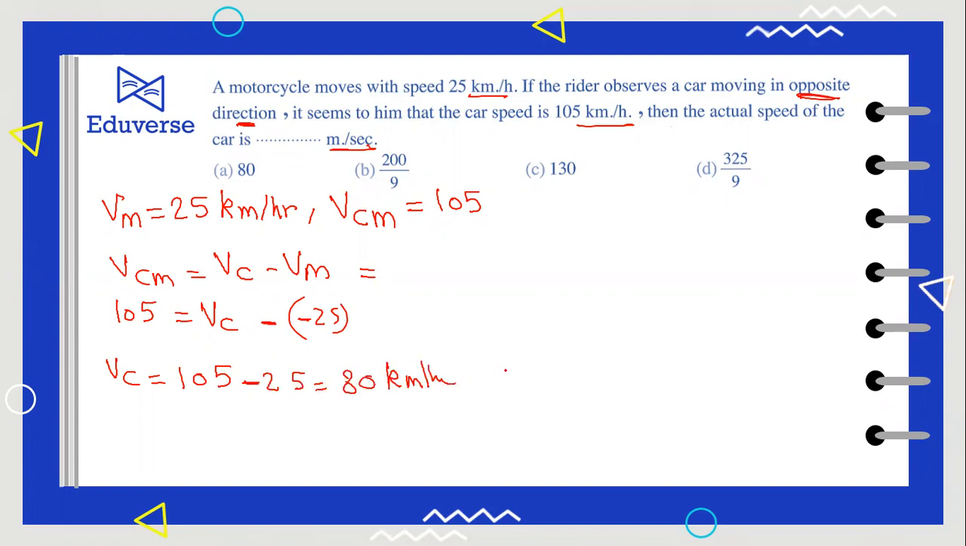kilometer per hour. I want to convert to meter per second, multiplied by 5 over 18. Multiplied by 5 over 18, it will be 200 over 9, 200 over 9 meter per second. This is the answer.